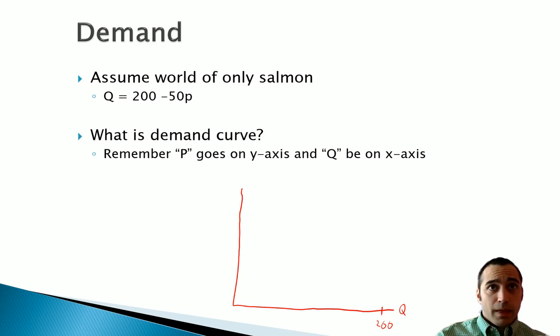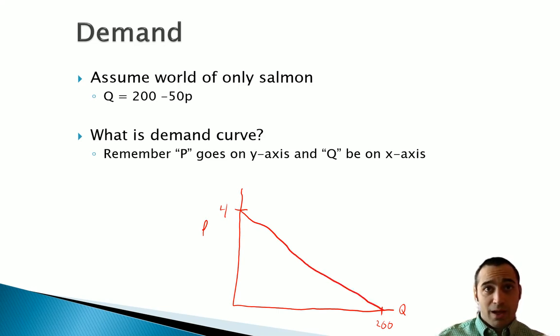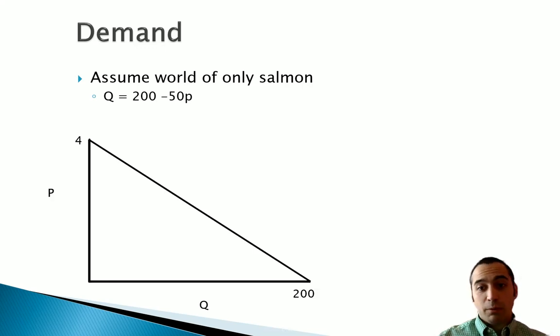Similarly, if the price of salmon were $4 per fish, it appears that 200 minus 4 times 50 equals 200 minus 200 equals 0. Therefore, our y-intercept, i.e. the intercept for price, must be 4. Since the relationship is given by a negative 50p, we know this is a straight line between 0 quantity, 4 price and 200 quantity, 0 price. Hopefully what I got looks like this.